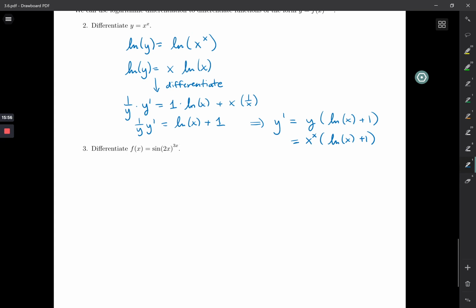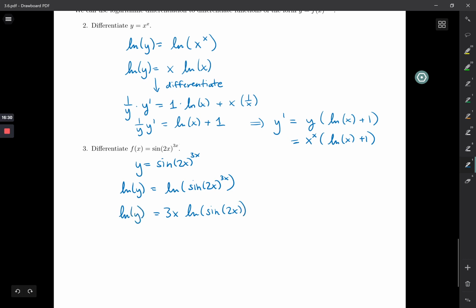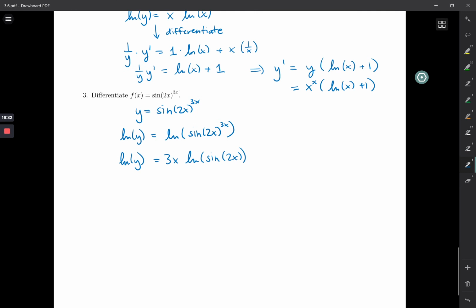Okay, so I'm going to rewrite this as y equals sine of 2x to the 3x, and then take the logarithm of both sides. And then our work will go very similarly to the previous problem. So that 3x in the exponent, we can bring it out front using our log law regarding exponents. And then we don't need to do any more simplification. This is fine. Now we just differentiate.